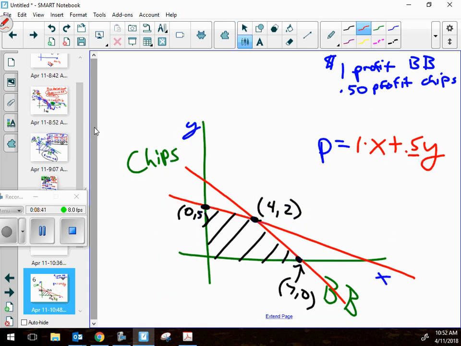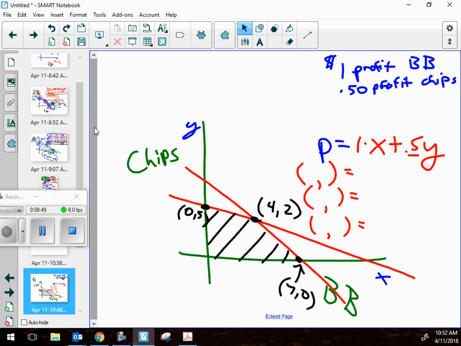For this corner, we will make this much. For this vertice, we will make this much. And for this vertice, we'll make that much. Figure out the profit at the 3 different vertices of the feasible region.